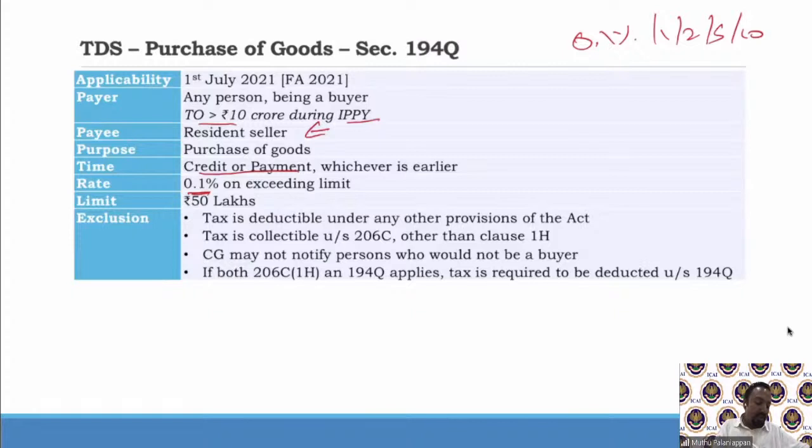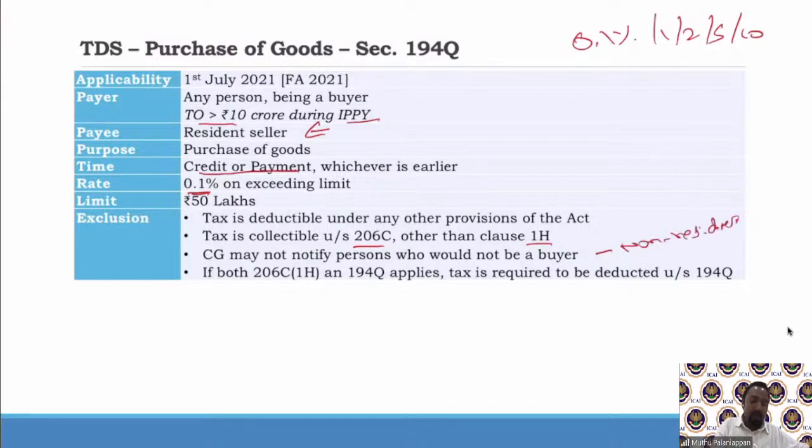What are the exclusions? If the tax is deductible under any other provisions, if it's 194C, then you need not deduct it under 194Q. And tax is collectible under section 206C. So if the TCS is collected on the same transaction, other than 206C(1H), which is basically sale of goods. If tax is collected under 1H, that is sale of goods, so if TCS is collectible, then it is not applicable. Central government may notify persons who are not buyers, something like a non-resident buyer.